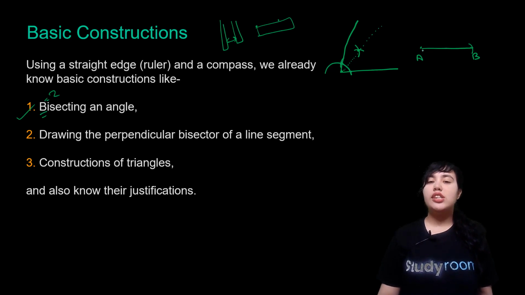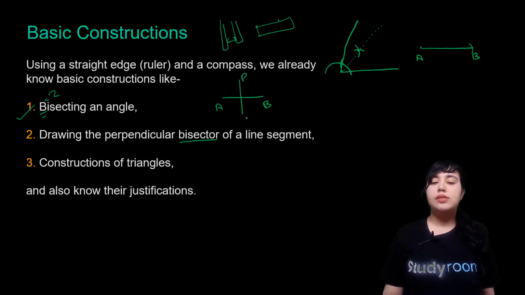Now I have to construct its perpendicular bisector. Bisector again means dividing the line segment into two equal parts, and perpendicular means in a perpendicular fashion. Which is to say, if my line segment AB looks like this, then its perpendicular bisector PQ will look like this. So PQ is bisecting this line segment AB into two equal parts, and this is further at a 90° angle to the line segment AB.